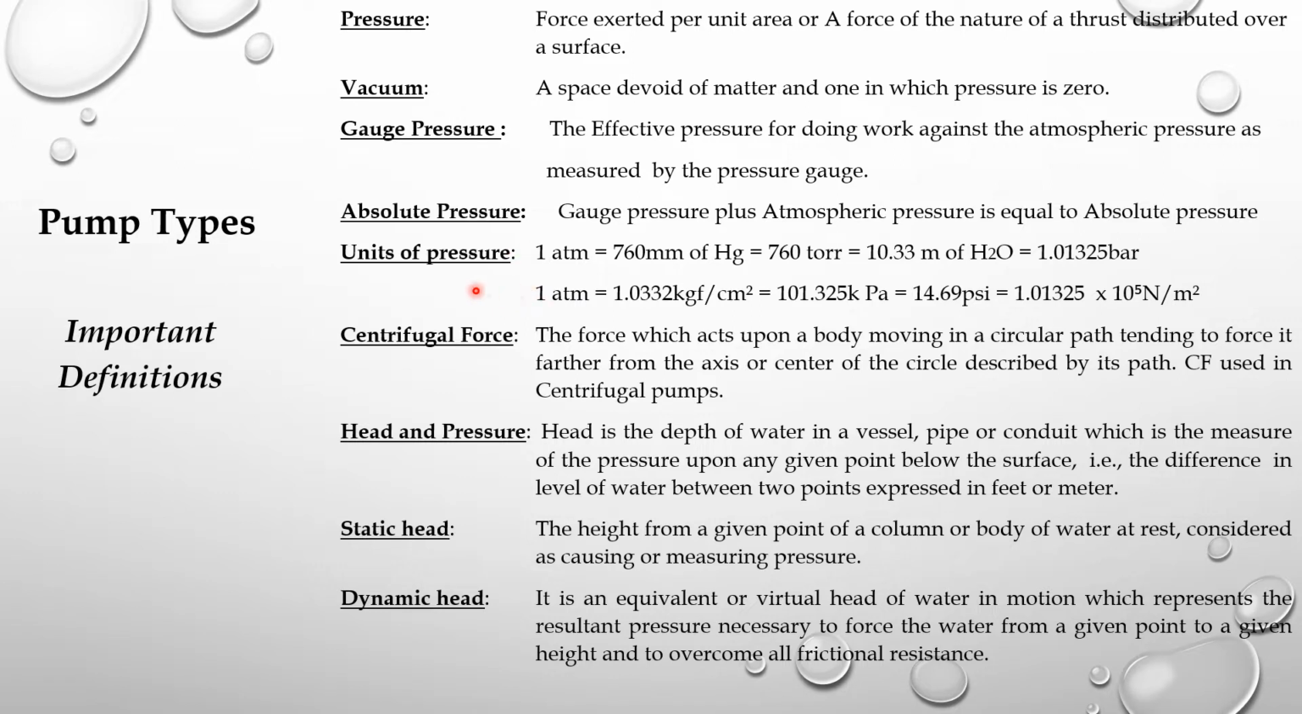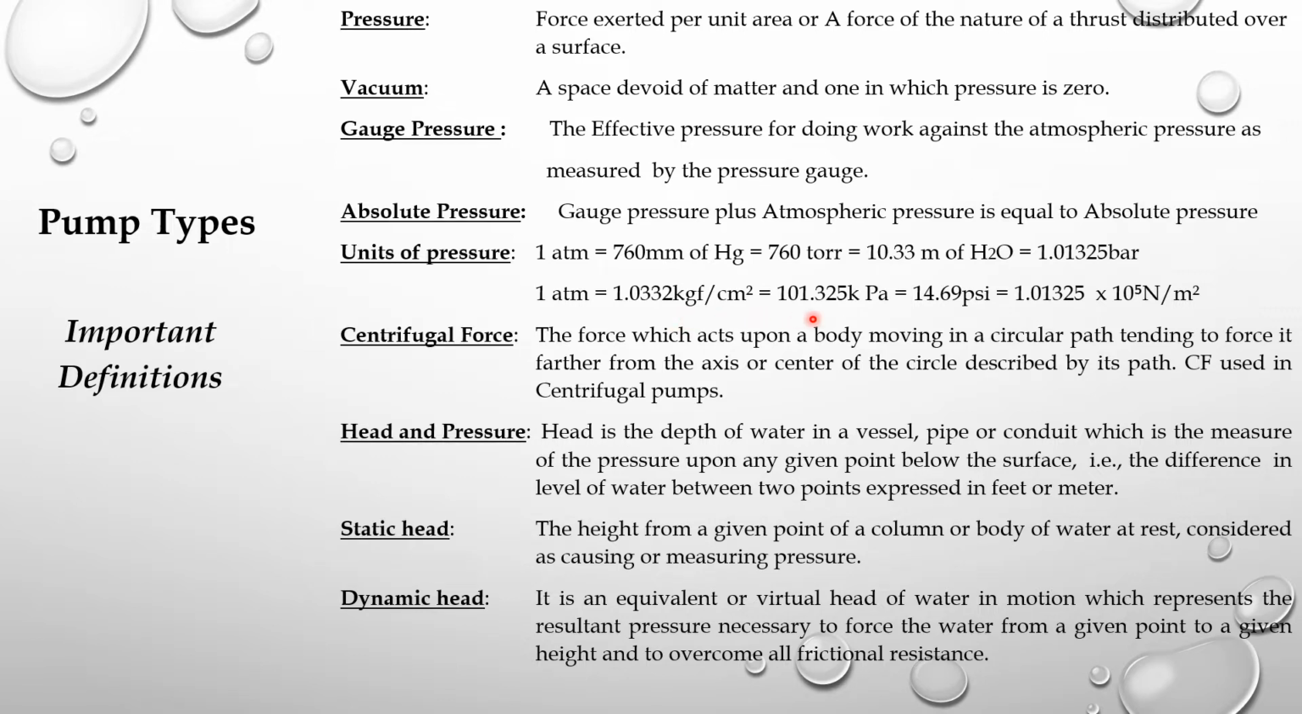Unit of pressure. We can see the units for the pressure. Normal atmospheric pressure is called 1 atm. That is equal to 760 mm of mercury column. That is equal to 760 torr. That is given after the name of the scientist Torricelli. Then it is equal to the head of water, 10.33 meter of water column, and in bar it is 1.01325 bar. Then 1 atmosphere is equal to 1.0332 kilogram force per centimeter squared.